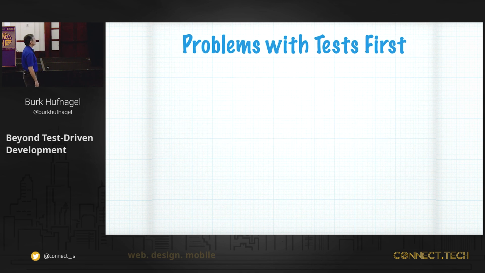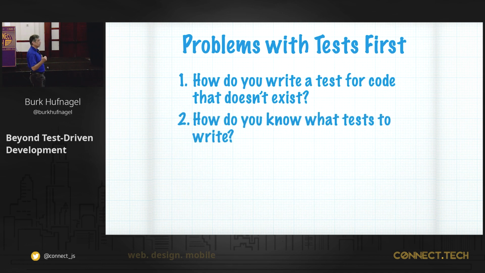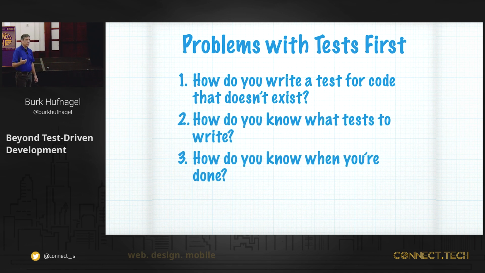Okay, so problems with tests first. How do you write tests for code that doesn't work, right? We started talking about this, and I told you we'd go into that. Here's the time. The other thing is, right, how do you know what test to write, and how do you know when you're done? Right? Those are the three biggest issues people have when they're doing test-driven development, and when they first get into it.